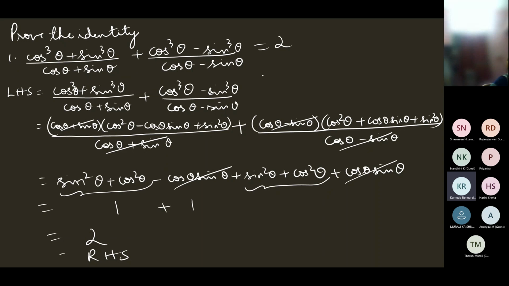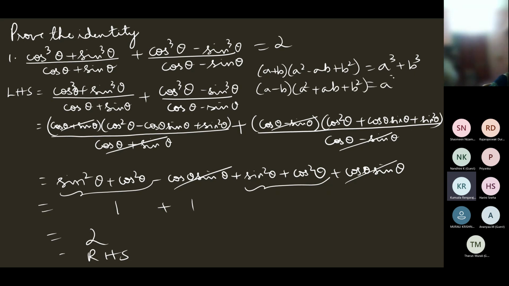So the identities are very important. A plus b into a square minus ab plus b square is a cubed plus b cubed. A minus b into a square plus ab plus b square is a cubed minus b cubed. So these are the two algebraic identities which were used to solve this trigonometric identity.